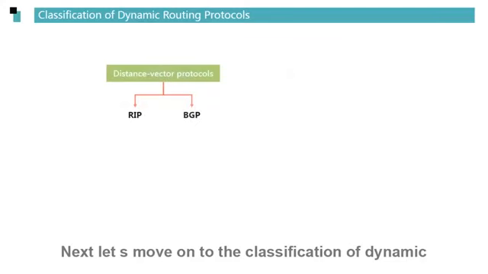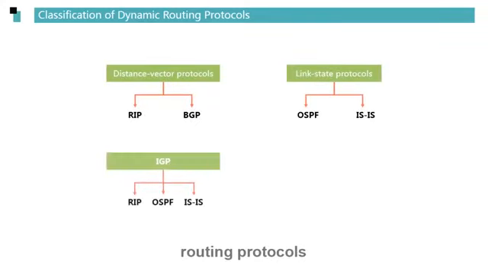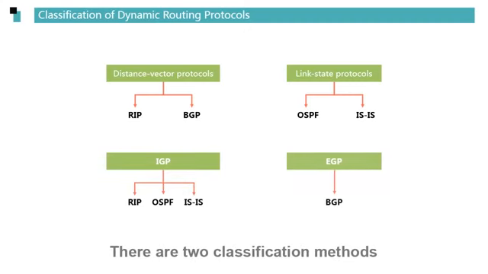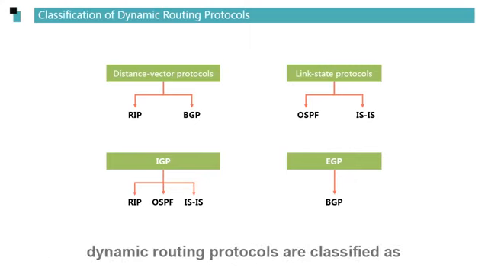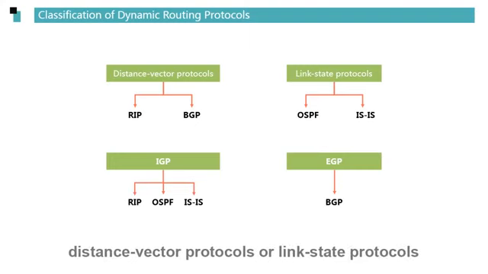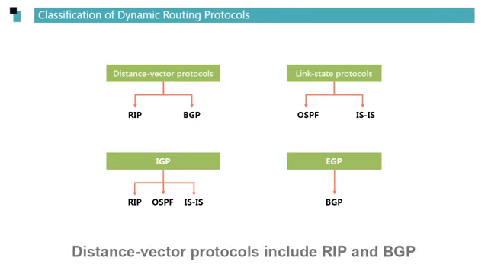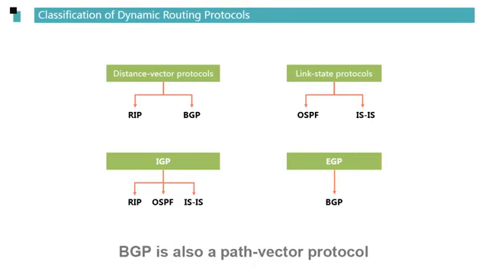Next, let's move on to the classification of dynamic routing protocols. There are two classification methods. Based on the routing algorithm or routing information, dynamic routing protocols are classified as distance vector protocols or link state protocols. Distance vector protocols include RIP and BGP. BGP is also a path vector protocol.